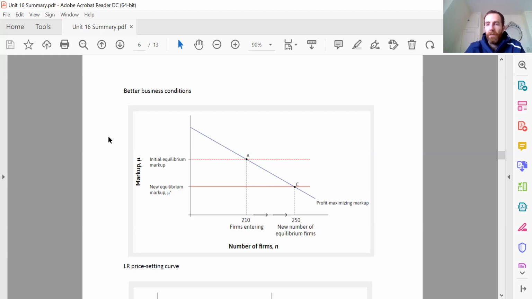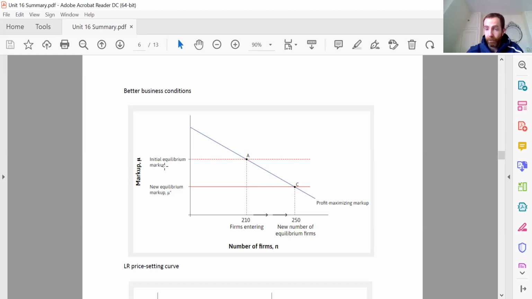Well, we'll see a list of some of the things that could happen in a little bit, but to give you one example: if the risk of expropriation, the risk that the government or someone else is going to come and take over your business, falls, then that might make you think that you would need to see a lower markup to convince you as a firm to enter this industry. And that's what we can see on this diagram here. Here's our initial equilibrium markup. And then we imagine that the government has signed some pledge to say we are never going to expropriate or take over firms.